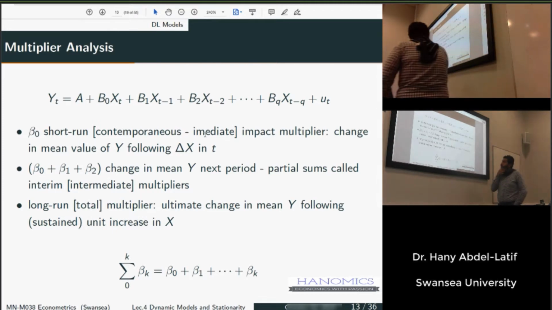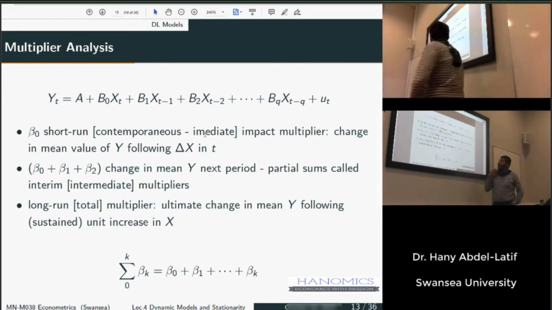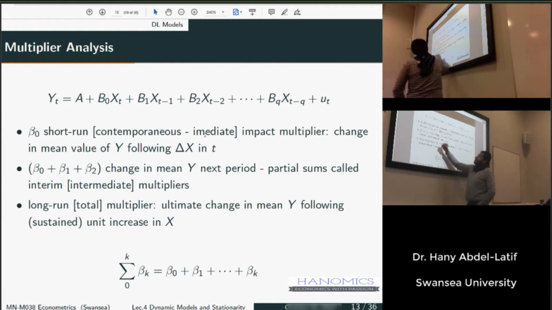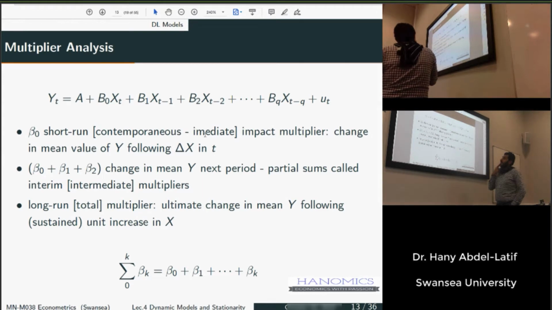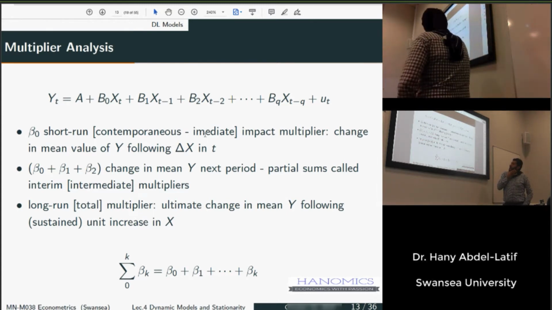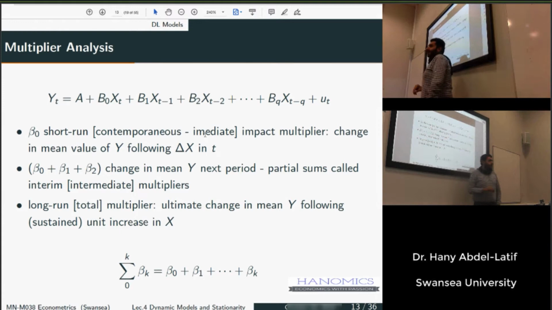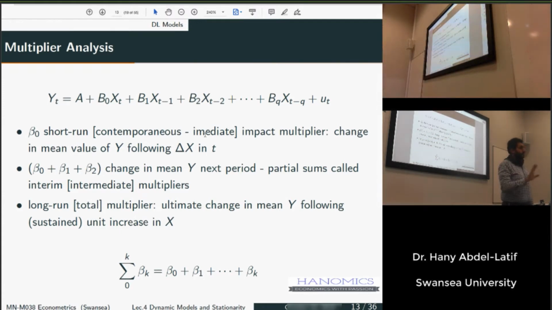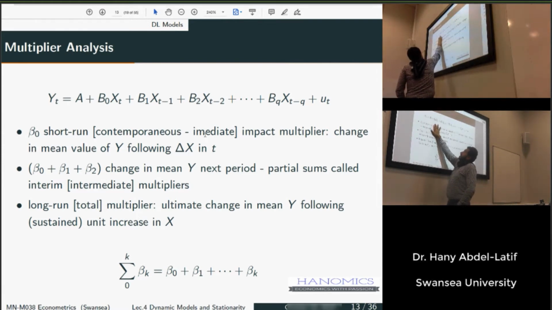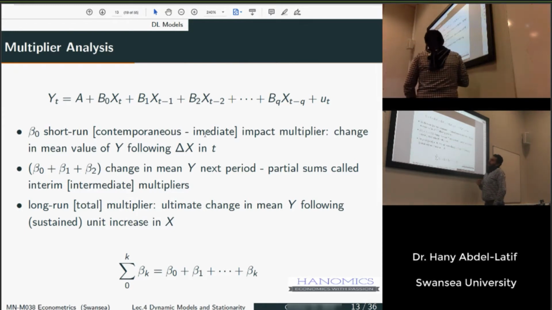So in general, how would we interpret these coefficients, beta 0, beta 1, beta 2, up to beta q? Beta 0, which is attached to X_t, the independent variable in this period, in time t, is the short run or the immediate impact multiplier. That means the change in the mean value of the dependent variable following a unit change in your independent variable. That's exactly the same interpretation that we would give to this beta here. If this changed by 1 unit, how much would Y change? But the difference now is that we're talking about the short run or the immediate impact.